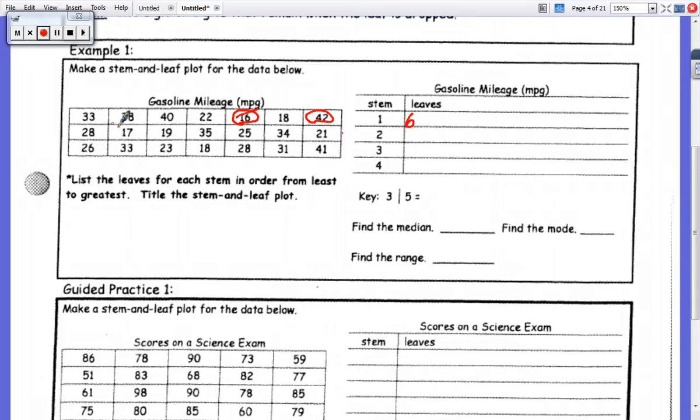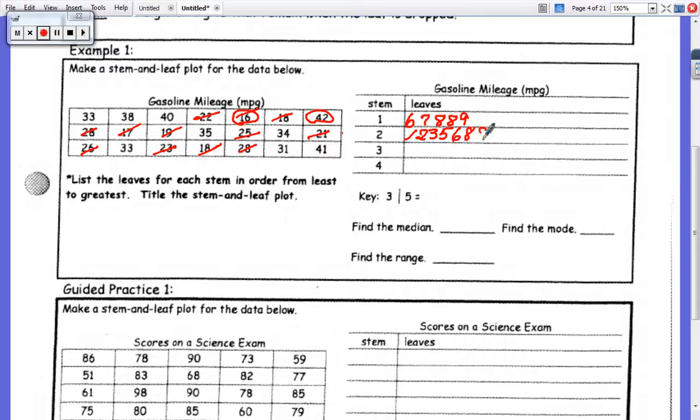Then we have 17, 18, 18, and 19. Then we have 21, 22, 23, 25. Then we have 26 and two 28s.